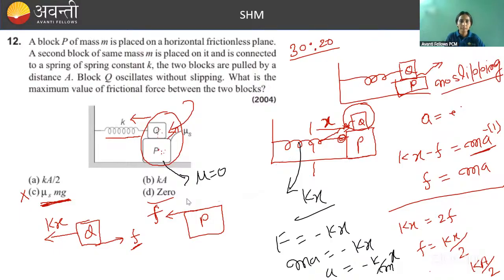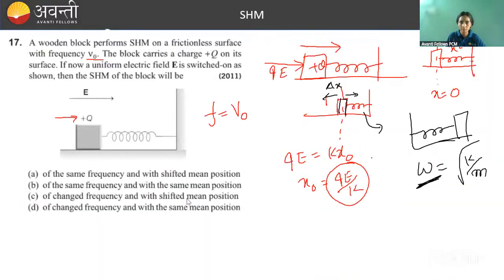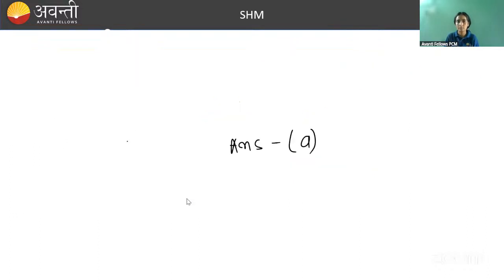So correct, sorry, not this question, it was this question. So what will the answer be? Of the same frequency and with the shifted mean position? Yes. Of the same frequency and with the same mean position? No. So we can write it like this.